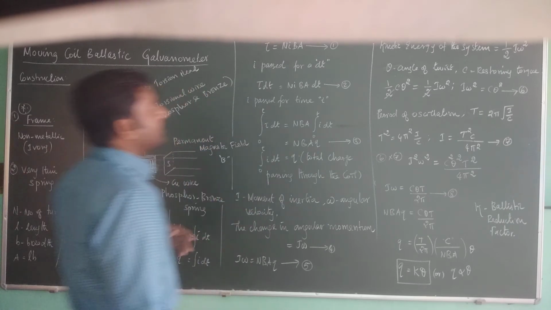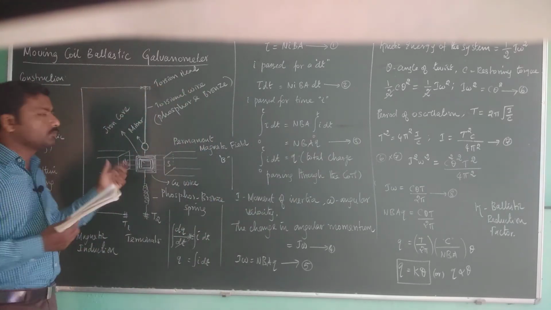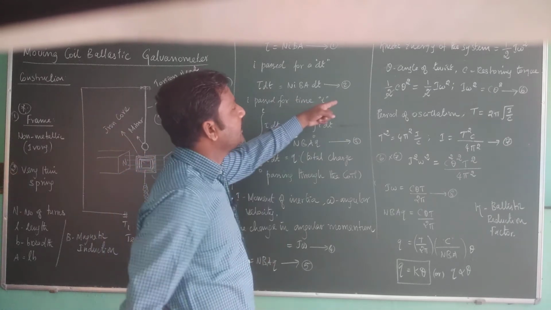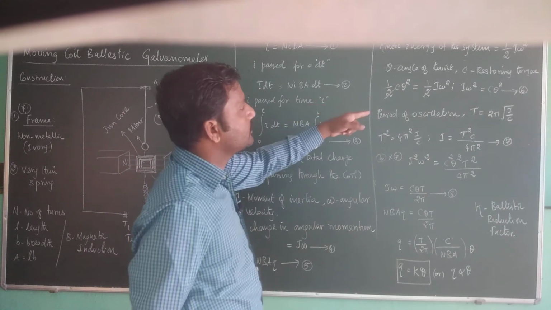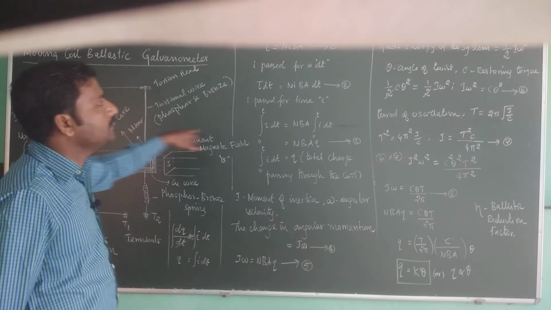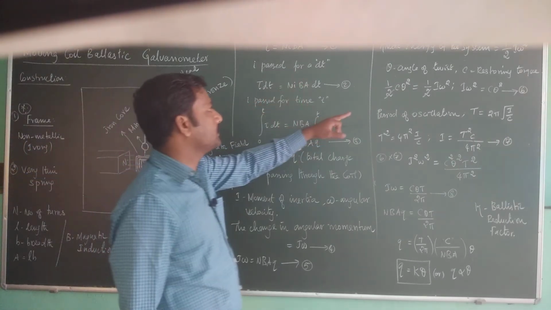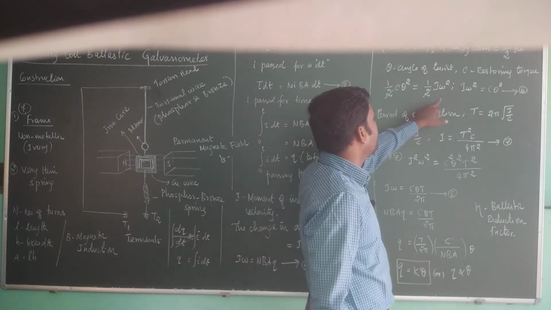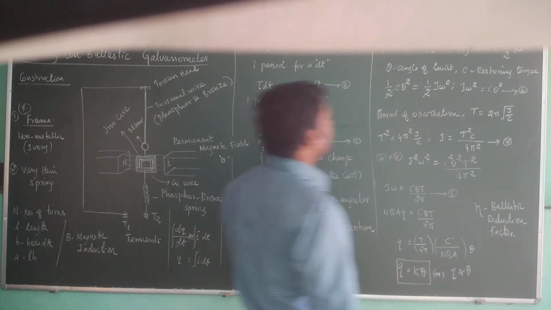And there is a kinetic energy of the system to move this coil. That kinetic energy we can write as 1 by 2 I omega square. We define the angle of twist of the wire as theta, and the restoring couple of the wire as C, and we can equate the kinetic energy with this. So 1 by 2 C theta square equal to 1 by 2 I omega square. From this we can write I omega square equal to C theta square.